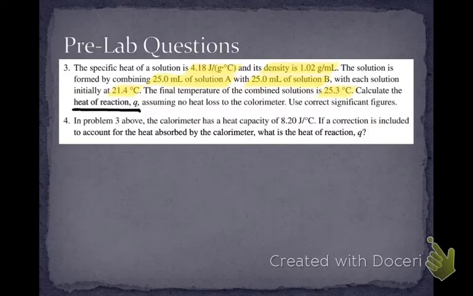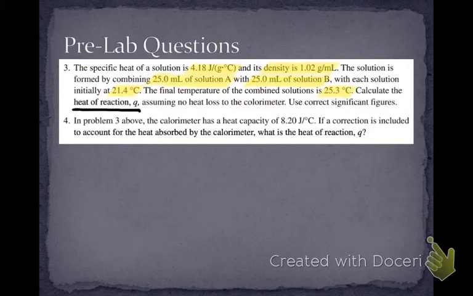And then it's also saying be mindful of your sig figs. So we're assuming no heat loss to the calorimeter. That's something that we've always assumed so far. But in reality, there is a little bit of heat loss to a calorimeter. So when we actually run this experiment, we are going to calculate the heat capacity of the calorimeter, meaning how much heat did the calorimeter take on, and we're going to use that in our calculations. But this one's saying assume there's no heat loss.